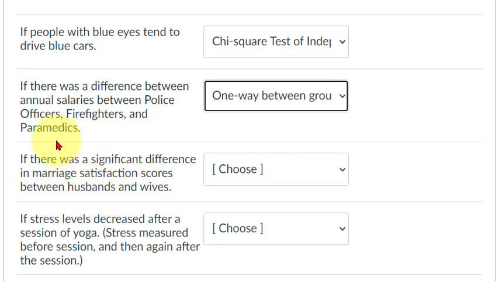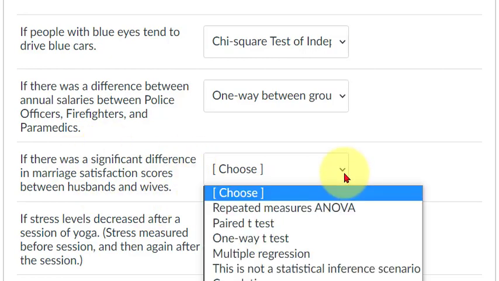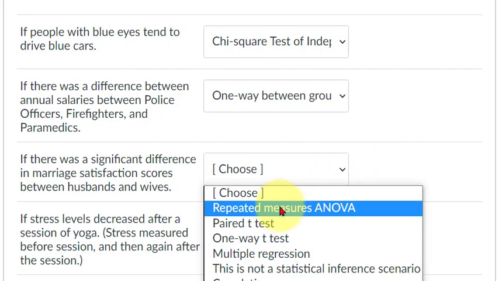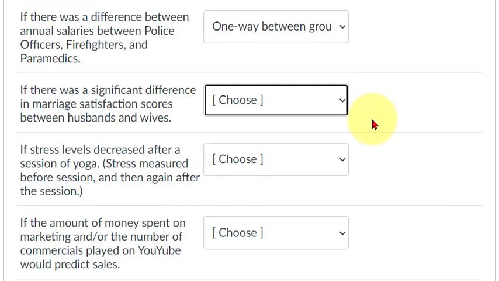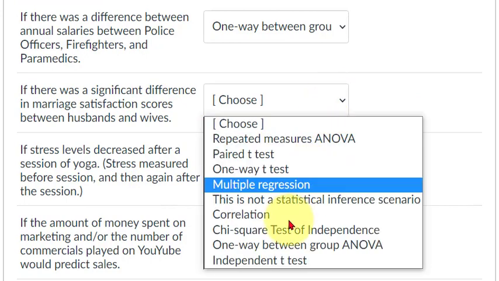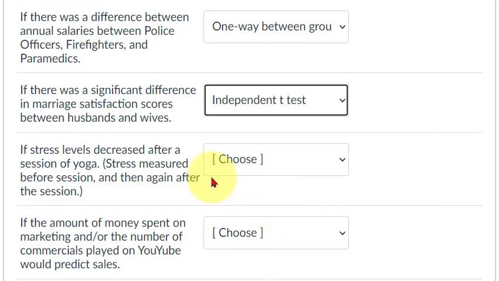Next one. If there is a significant difference, again, difference means t-test or ANOVA, in marriage satisfaction scores between husbands and wives. So husbands and wives, that's a variable with two levels, right? Husband or wife. So you could just say, married with, and it's got two levels. So that's going to be a t-test. Independent t-test. There it is, down at the bottom. Again, you can't see it, so it's at the bottom here. It's an independent t-test.